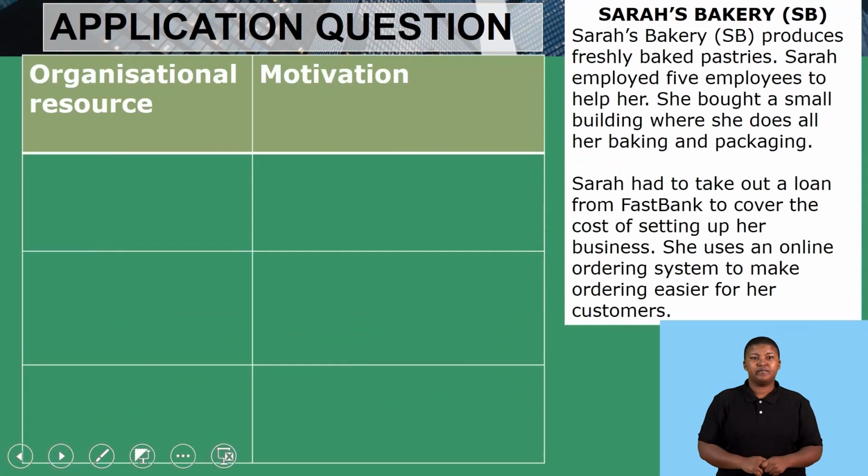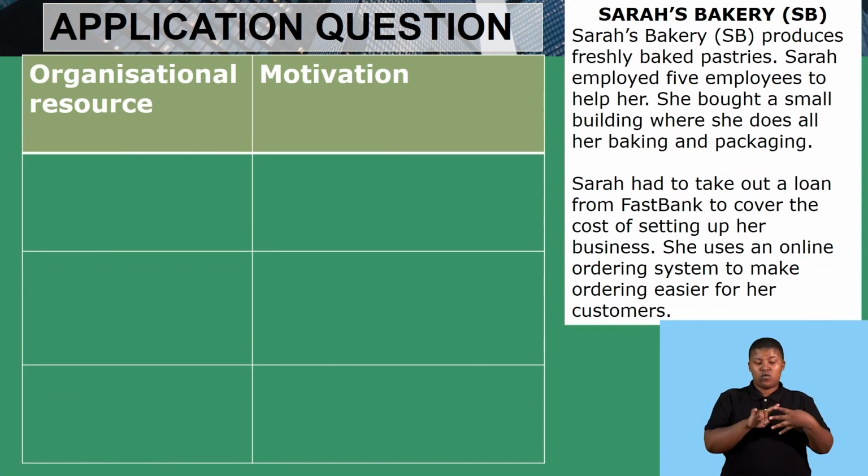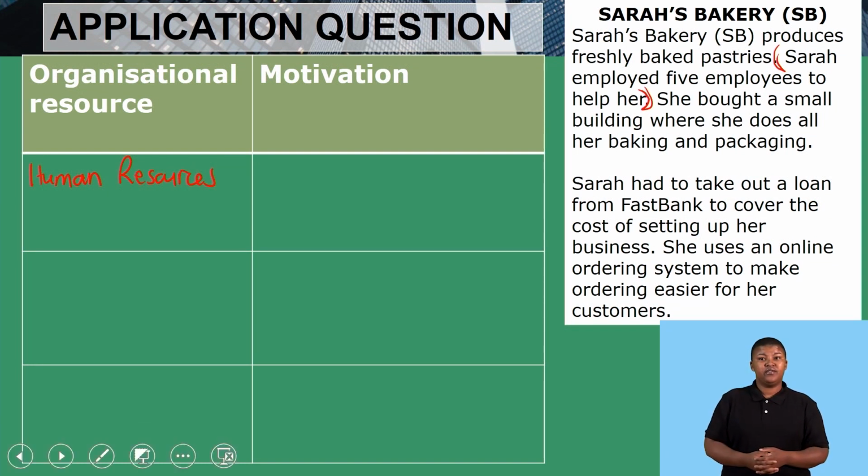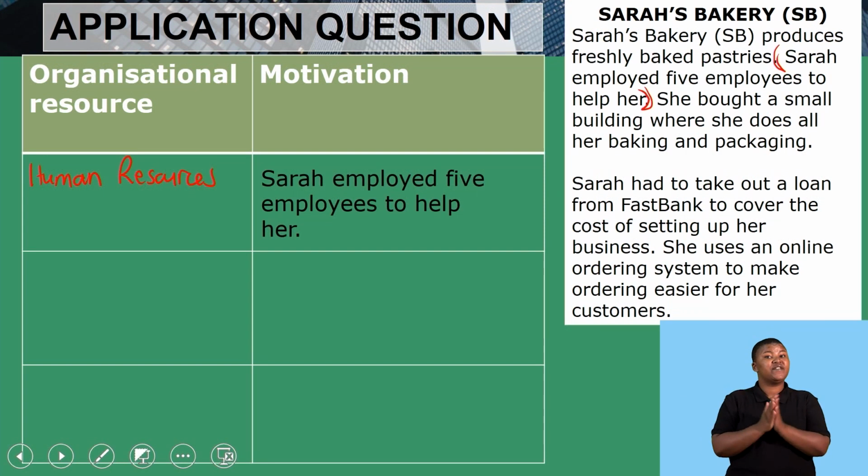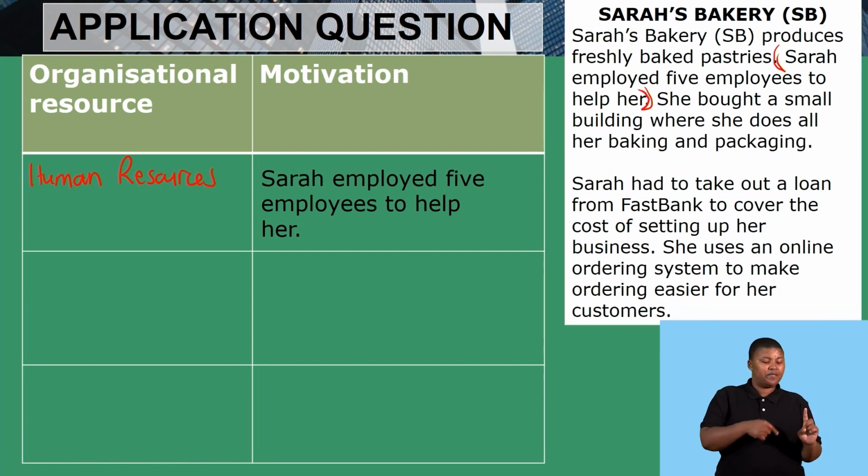So let's take a look at how we are going to answer this question. So there are 4 organizational resources: physical, human, financial, and technological. So when we look at the scenario of Sarah's Bakery, we see that Sarah employed 5 employees to help her. And this is then, of course, our human resources. Okay, so we will state that the resource is the human resource, and then our motivation will be the quote. So we will quote the whole sentence that says, Sarah employed 5 employees to help her.